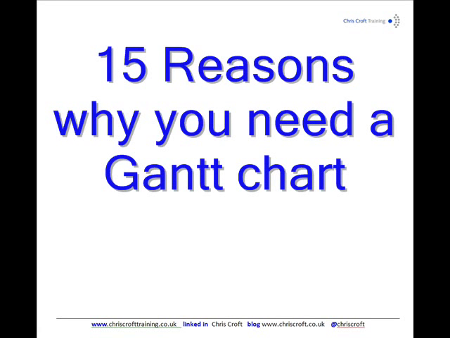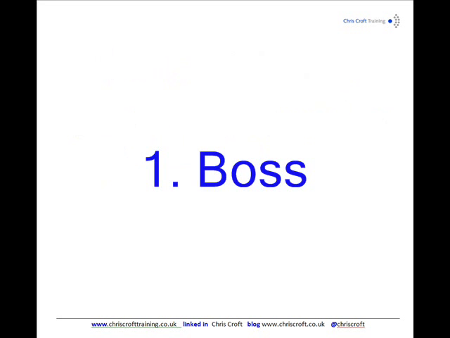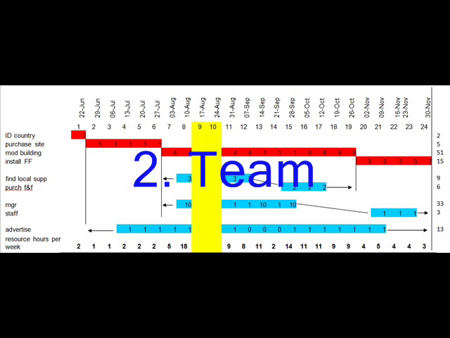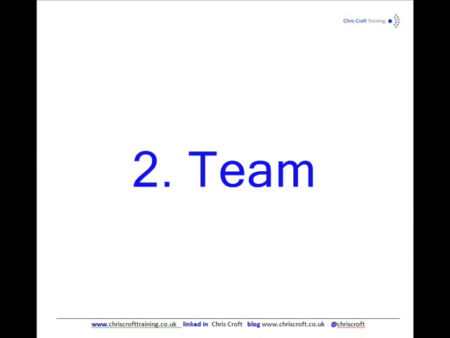15 reasons why you must have a Gantt chart. Number 1, communicating upwards to your boss that you've got a plan, everything's under control, it's all going to be fine. Number 2, communicating downwards to your team, showing everybody what the plan is and what their part to play in that plan is going to be.